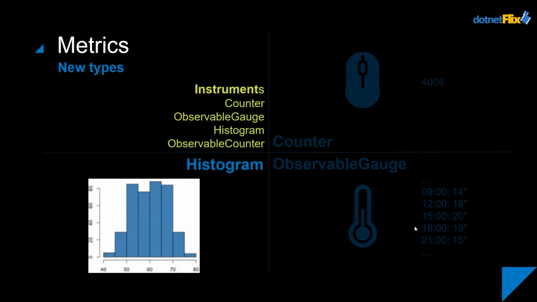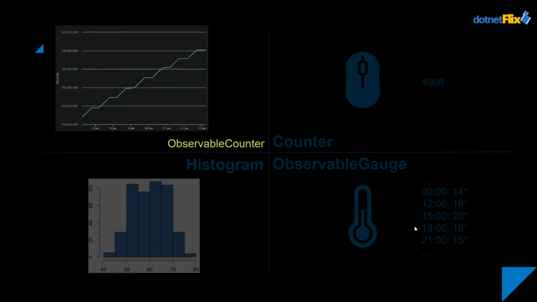The next type is the histogram, which allows you to group values into ranges of values. And the last type is the observable counter, which is a lot like the counter and also a little bit like the observable gauge. The difference between an observable gauge and an observable counter is that the counter can only go up and the observable gauge can go up and down.